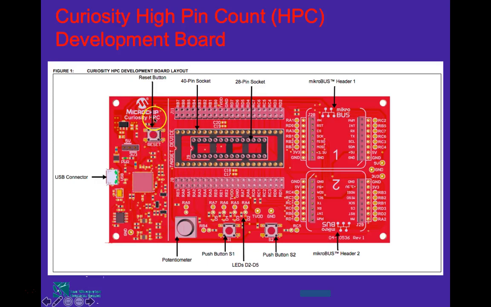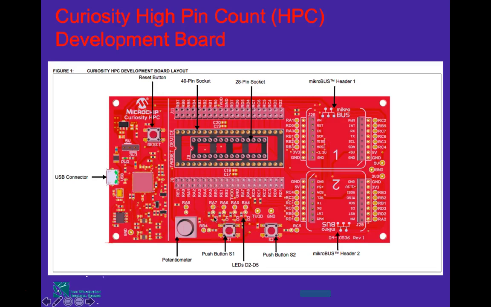So for example, this is your reset button, and this is the 40 pin socket. This is the 28 pin socket given on your development board. Then this is your header 1, and this is your header 2, and then you have push button 2, push button 1, a potentiometer here, a USB connector here, and then these are your LEDs starting from D2 to D5. So you see D2, D3, D4, and then D5.